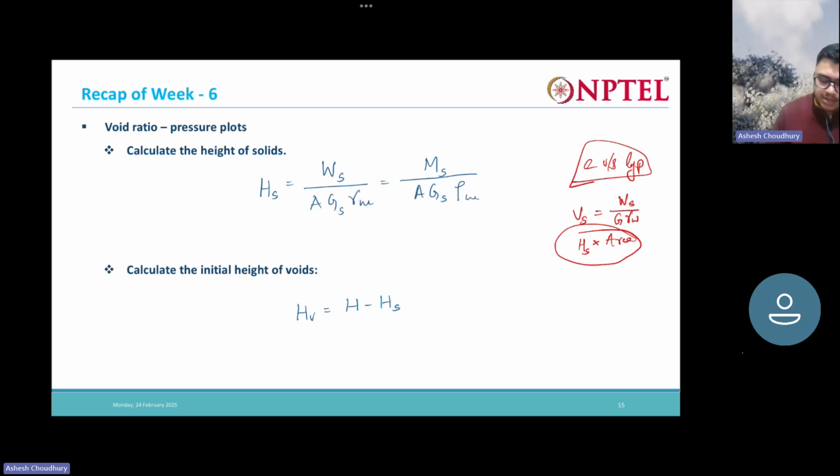So from there I can write it like this, and now weight I can also write in terms of mass. If I write in terms of density instead of unit weight, I can write it like this. So I can get the height of soil solids. I know the weight of the soil, I know the density of water, I know Gs, the specific gravity of soil solids, I know the area of cross section of the soil sample. I can find out the height of soil solids, Hs.